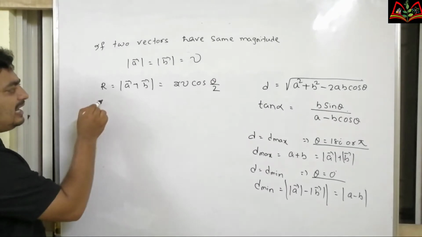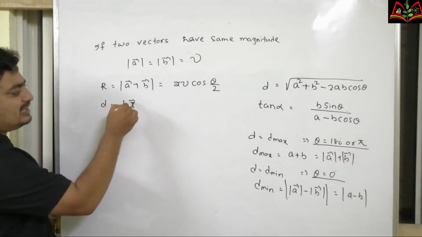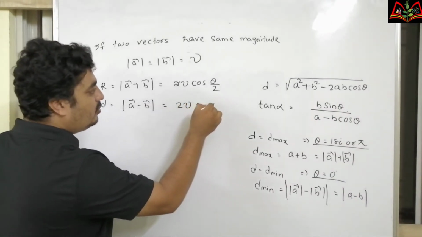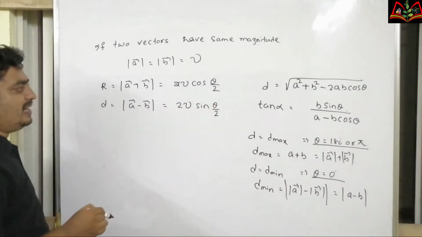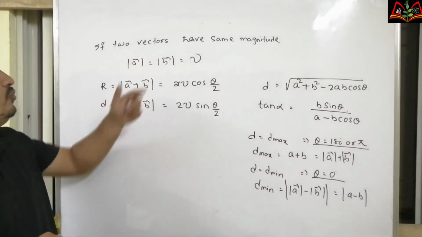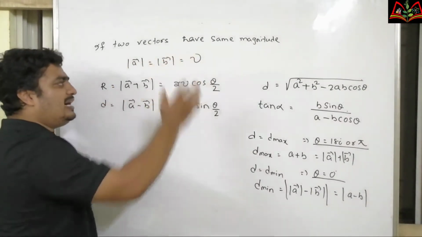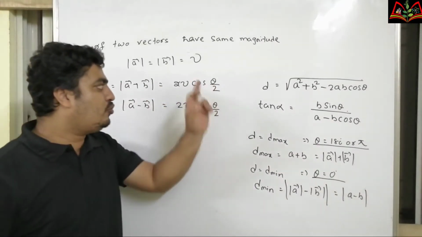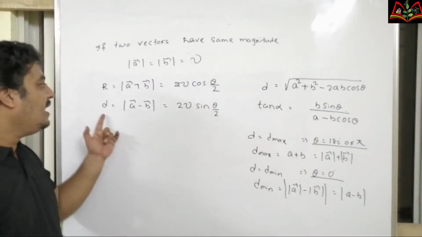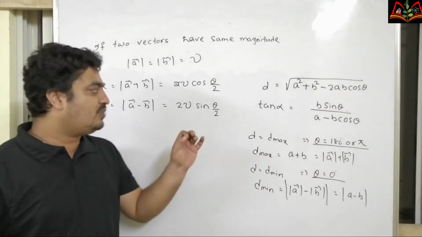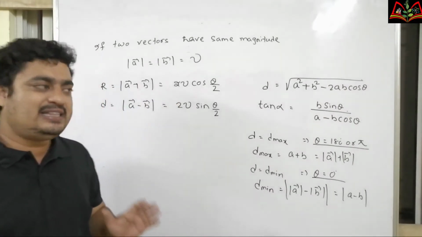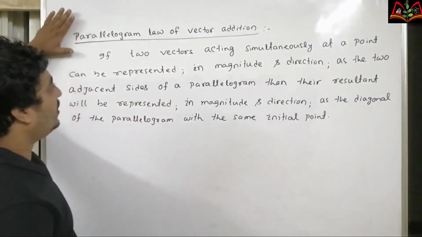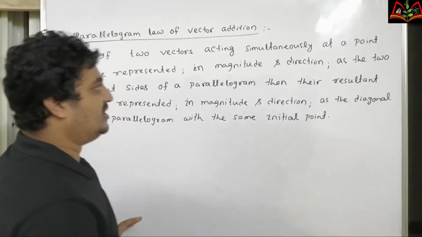by 2. Like that, the difference, that is mod of A minus B, is equal to 2B sin theta by 2. So if two vectors have the same magnitude, let that be equal to B, then the magnitude of the resultant will be 2B cos theta by 2, and the magnitude of the difference will be 2B sin theta by 2. So students, next we will go for parallelogram law of vector addition.